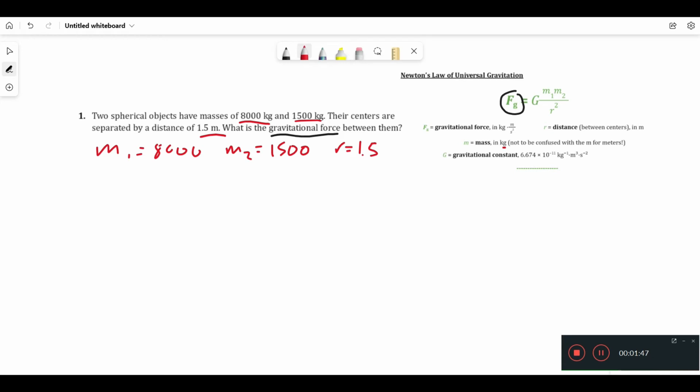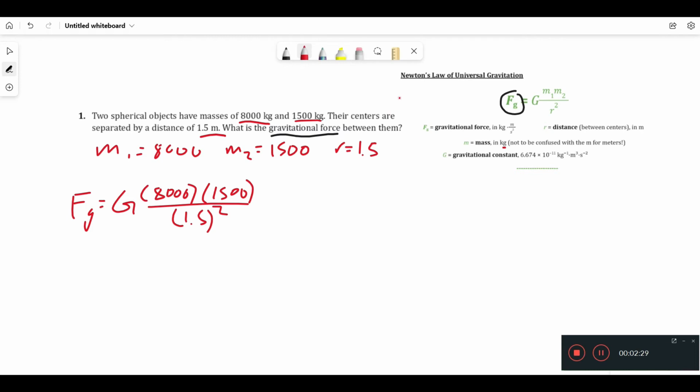Now that we have our values, it looks like we have enough to start putting this into the equation. The gravitational force is equal to, I'm not going to worry about that quite yet, M1, M2, and R squared in the bottom. I'm going to substitute these numbers into the equation. Instead of M1, I write 8,000. Instead of M2, I write 1,500. In the bottom, I write 1.5, and let's not forget that this value is squared.